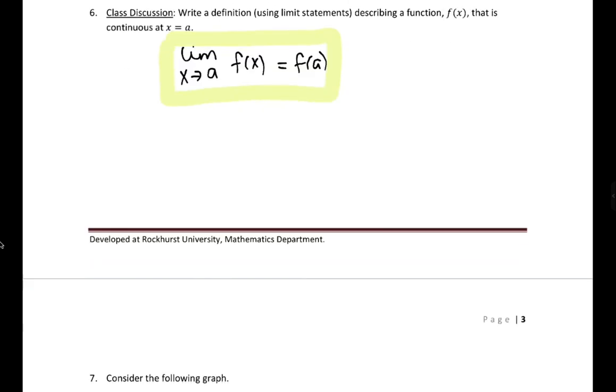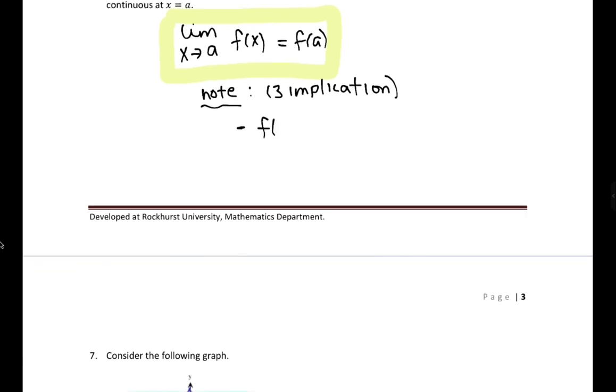And I want to note that this definition has three implications. It's almost so cute looking, so compact, that you kind of lose something from it. So when you see this, it means that, for one thing, f of a actually exists, right? Because f of a has to equal a number. So that means that a is in the domain of f. That's one thing that has to be true for a function to be continuous. If a is not in the domain of f, then definitely f is not continuous at x equals a.